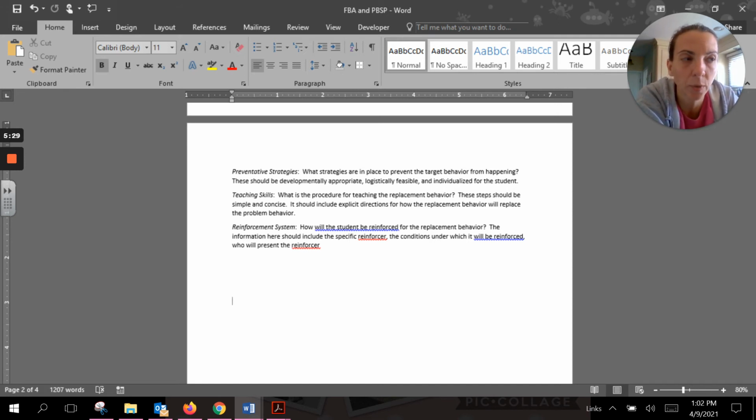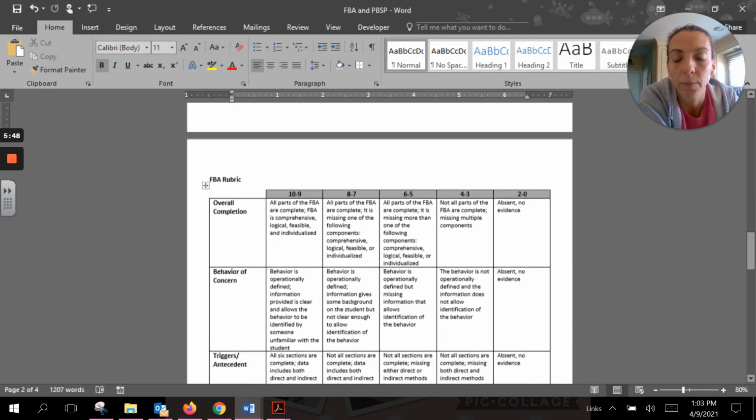So when and schedule of reinforcement are a little bit different. Schedule of reinforcement is talking about, does it get reinforced after every correct replacement behavior, after 5 correct replacement behaviors? And when is talking about, is that going to be immediate? Is the reinforcement going to be at the end of class? There is a rubric for both of them.